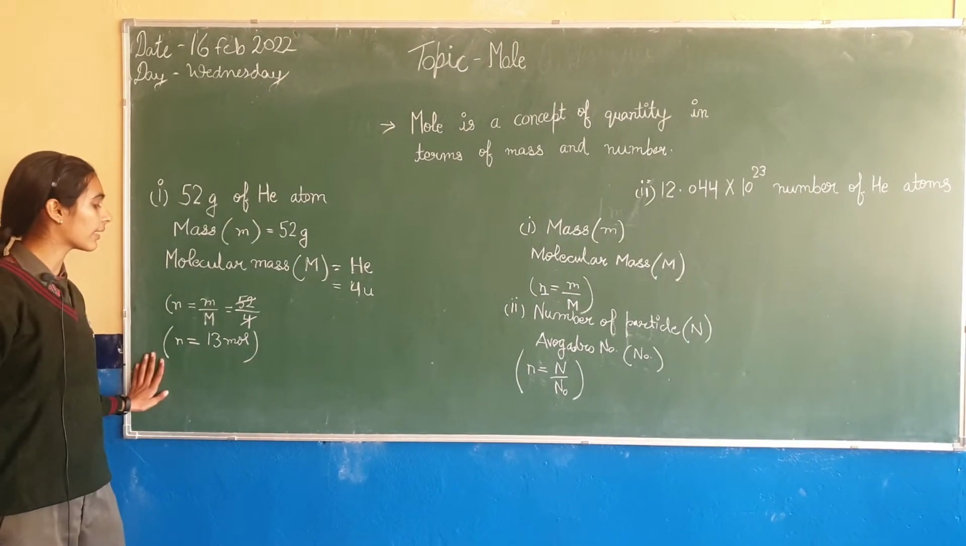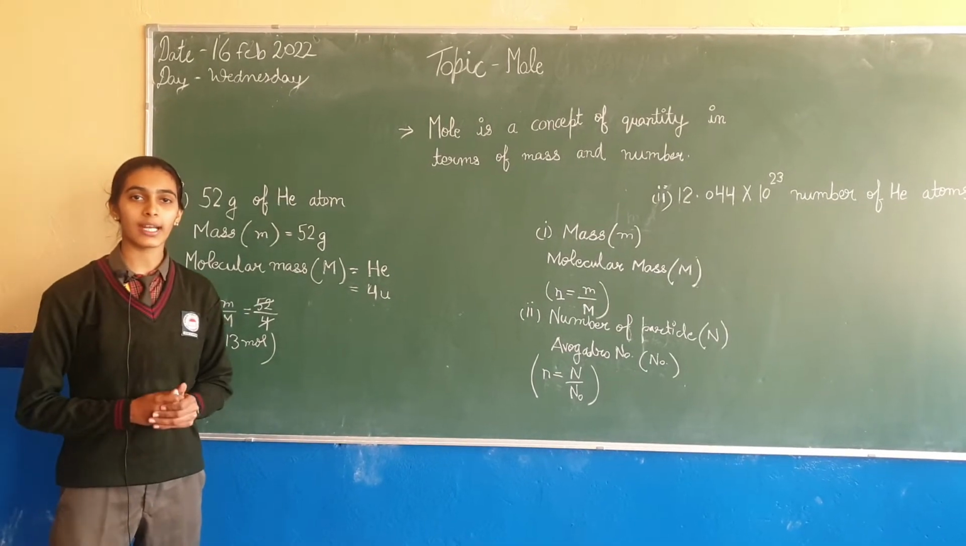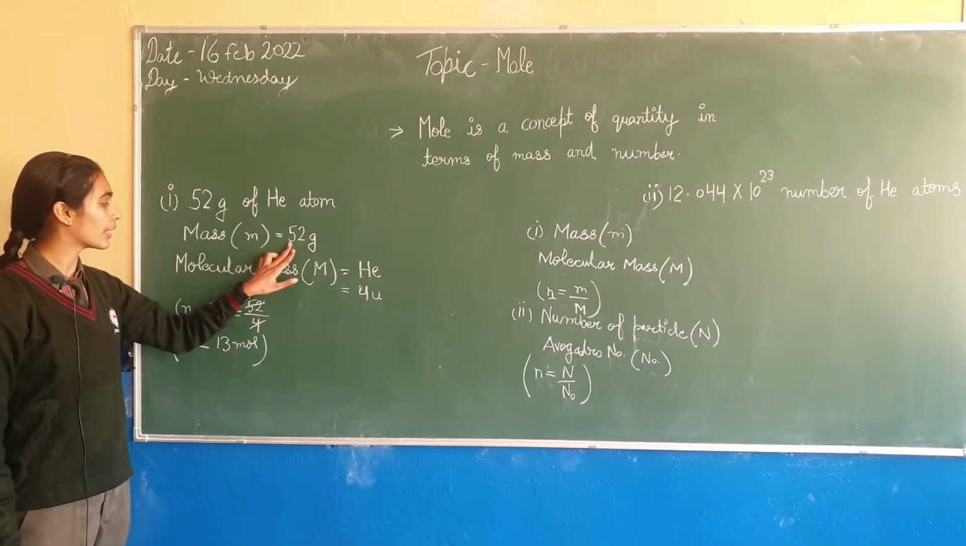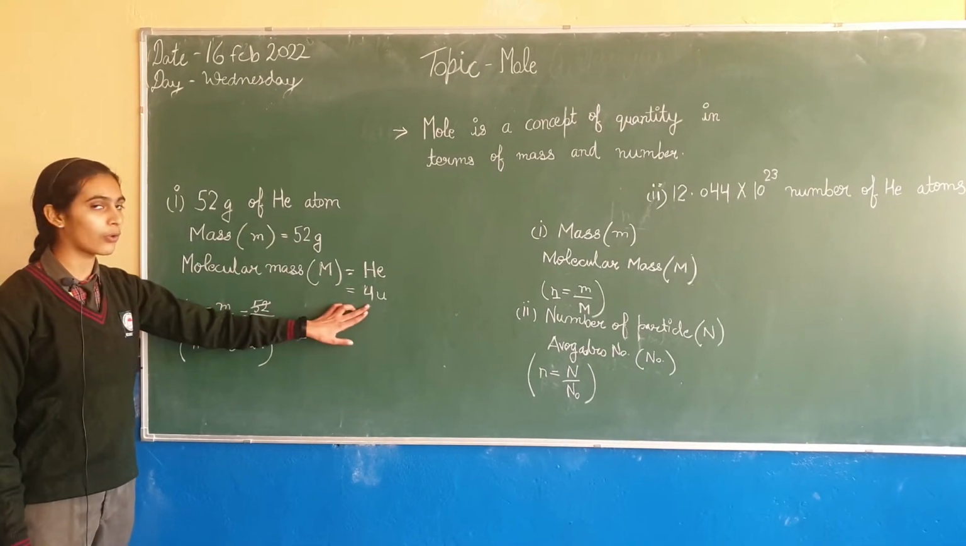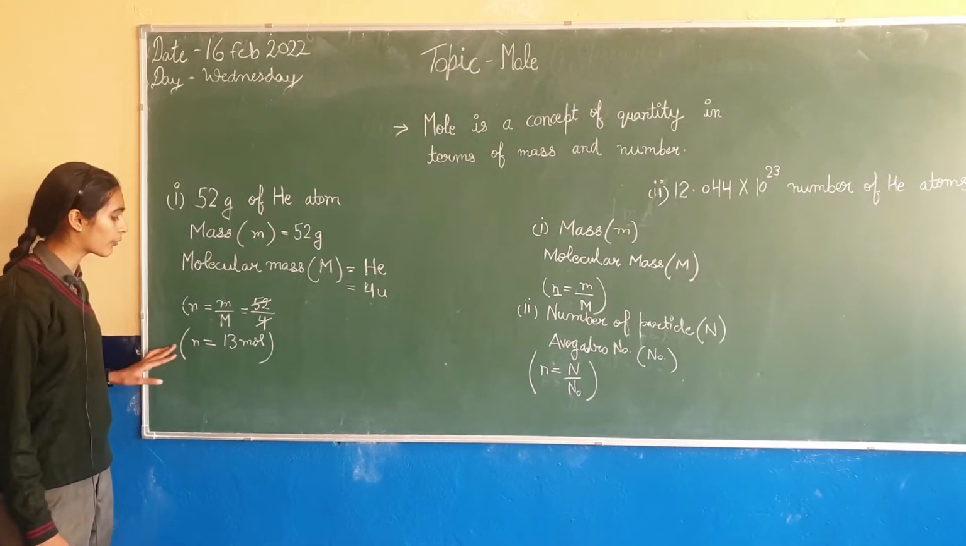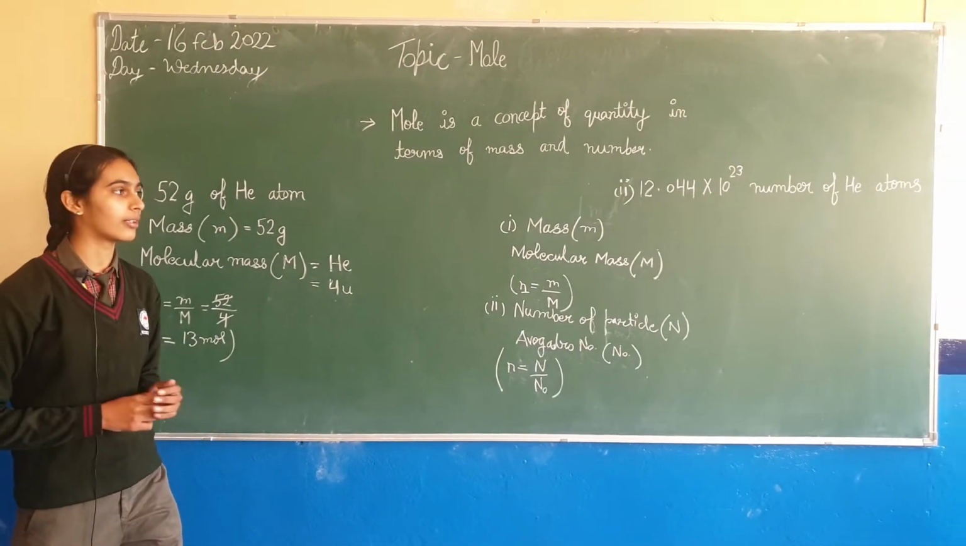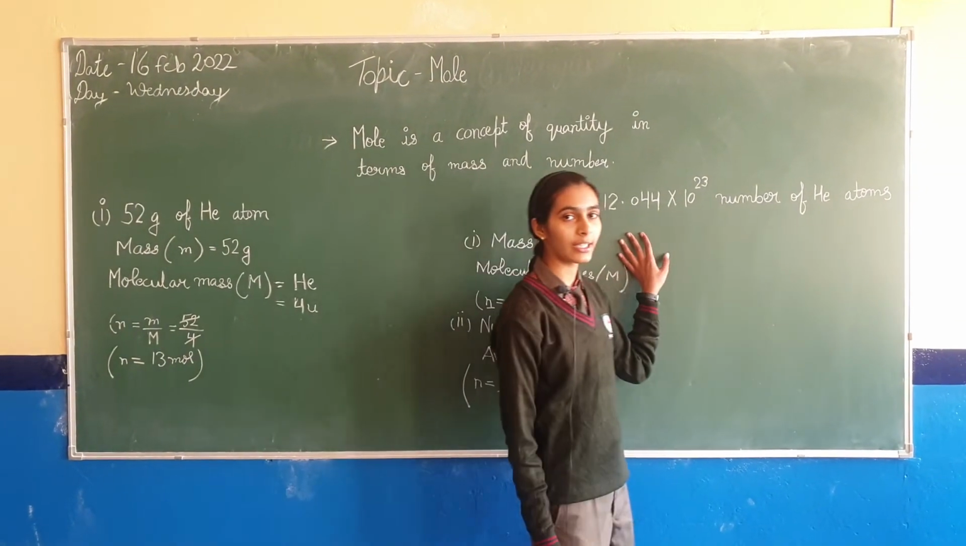From the first numerical, we get our number of mole, that is 13 mole. In this question, mass is given 52 gram, molecular mass is 4 unified. We calculate number of mole and we get 13 mole. Let's move toward our second numerical. This is our second numerical.